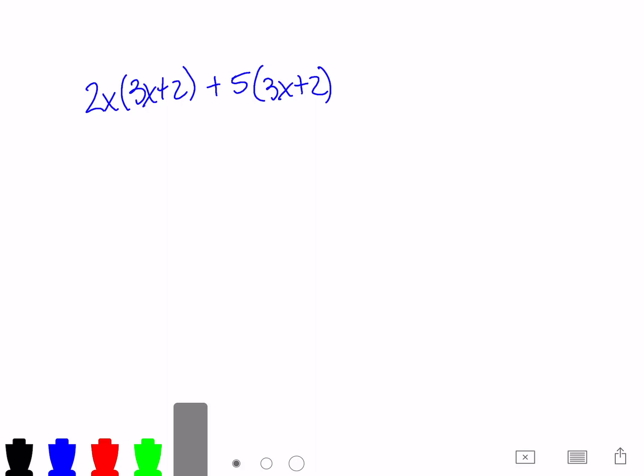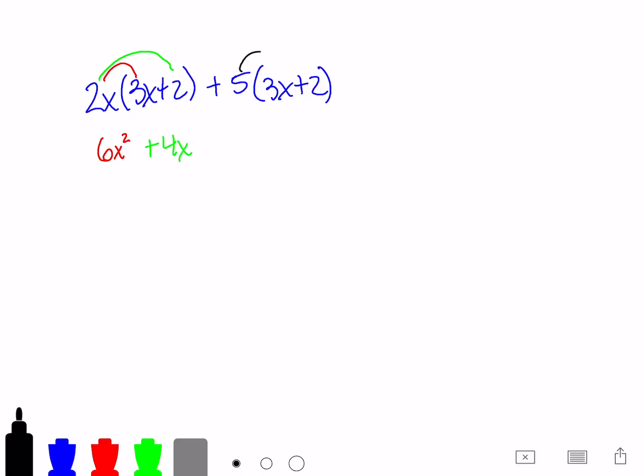Now, the other day we were looking at problems like this, where we distributed, and depending on how you wanted to distribute, there were a couple of ways you could have done this. So you can just do 2x times 3x, and you remember that you multiply the coefficients and then add the exponents, and then you do 2x times 2, and that gives you 4x.